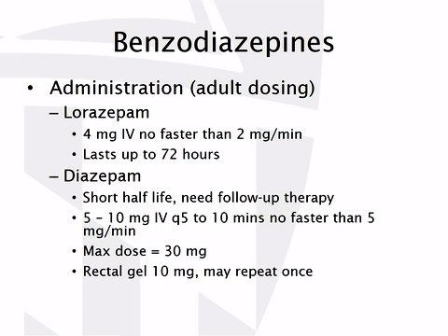Lorazepam, 4 milligrams, no faster than 2 milligrams per minute. So you draw that up and give it over 2 minutes. Because lorazepam has a long half-life, its effect lasts up to 72 hours. Diazepam, on the other hand, has a pretty short half-life, so follow-up therapy will be needed. You might even give more than one dose of diazepam to abort the status epilepticus. So 5 to 10 milligrams IV every 5 to 10 minutes, no faster than 5 milligrams per minute. The max dose in a single session would be 30 milligrams.